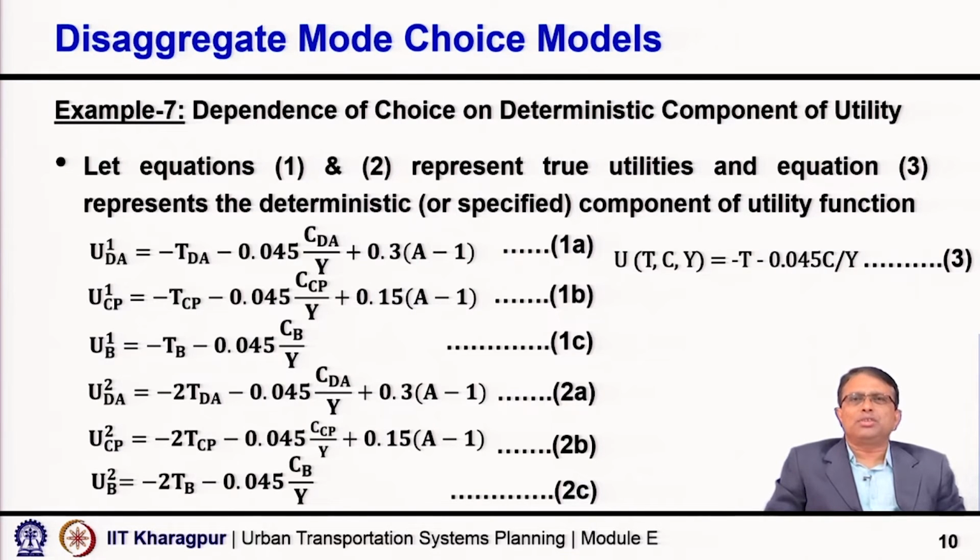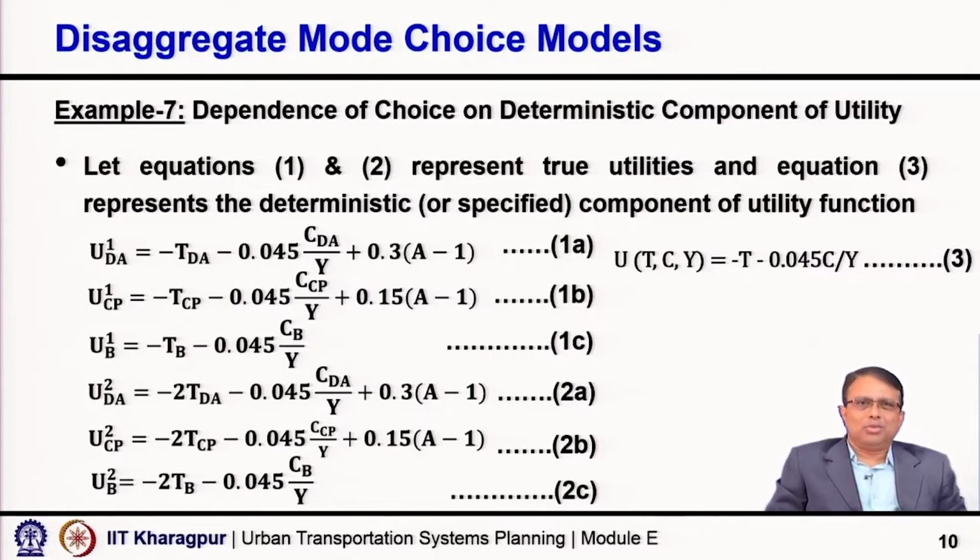We have shown here two sets of equations. Equation 1, of course, is further split into 1a, 1b, 1c for 3 modes. Equation 2 is again for 3 modes or 3 alternatives, 2a, 2b, 2c, and 3 is basically what the analyst considers. That is equation 3. So, let equations 1 and 2 represent the true utility, and equation 3 represent the deterministic component of the utility, what we know and what we considered. And 1a, 1b, 1c, 2a, 2b, 2c are the true utilities.